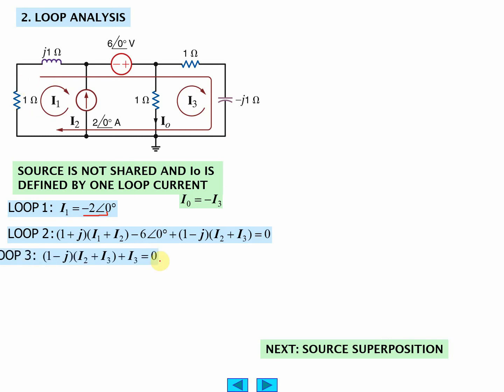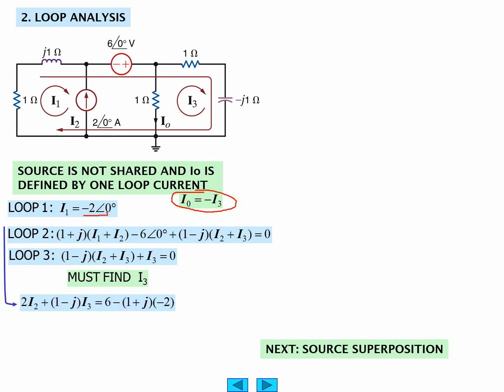And then a third loop, which is just this little one alone. The sum of the two impedances times I2 plus I3, and then you just have I3 going through the 1 ohm, and it's the negative of I naught. Okay, so you've got to find I3, and they came up with this equation.